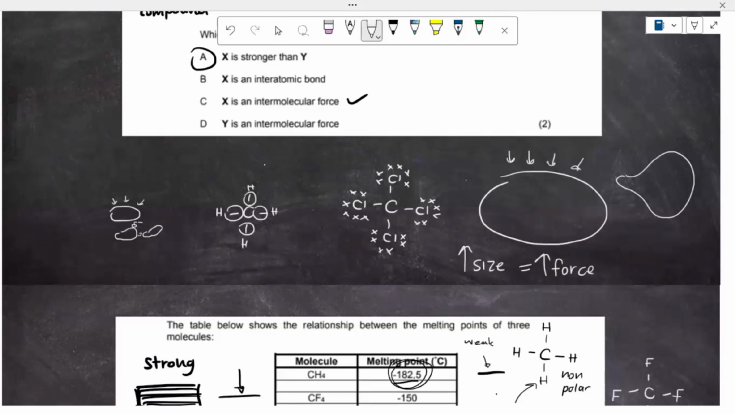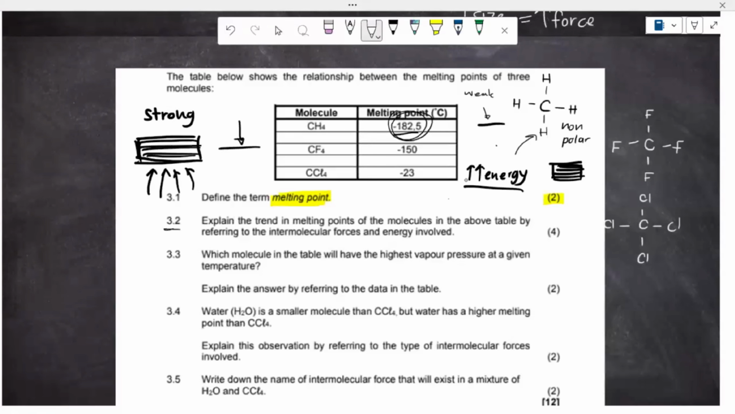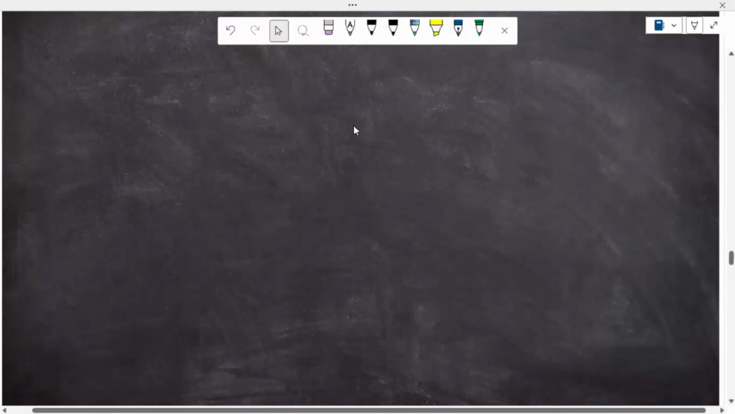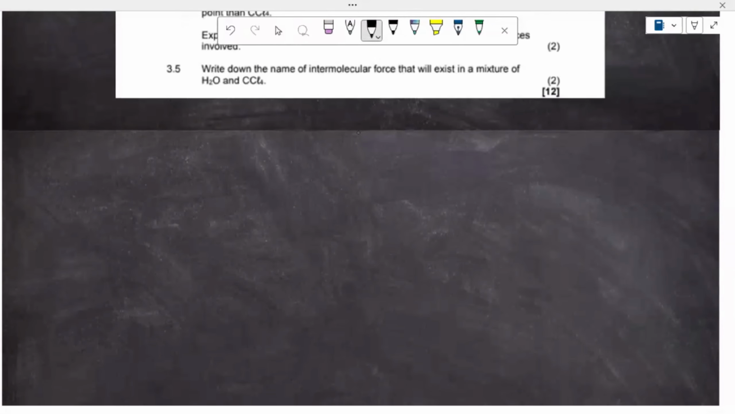Okay, and you can see that in the general trend over here, because our methane is very small, whereas our carbon tetrachloride, CCl4, is in relation quite a big molecule, right? So in terms of our answer for this one, let's see, did I leave space? Nice. Okay, so for 3.2, I think it was, in terms of answering this, I'd first specify that all of our molecules have London forces, right? Because they specifically asked us to talk about the intermolecular forces. So all of them have London forces.